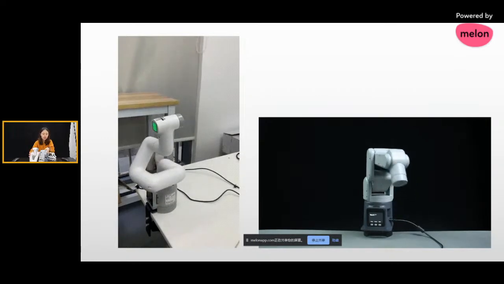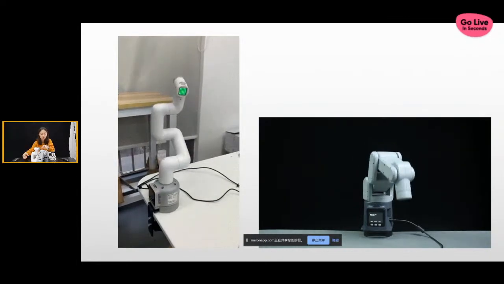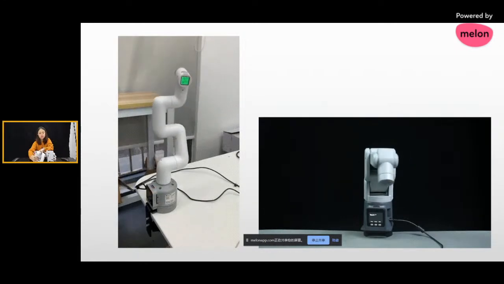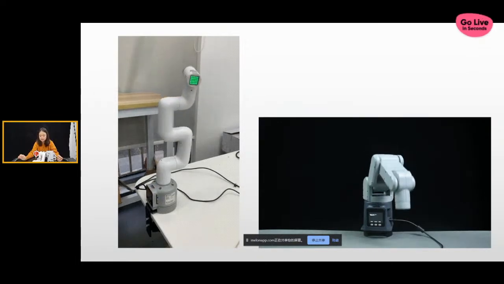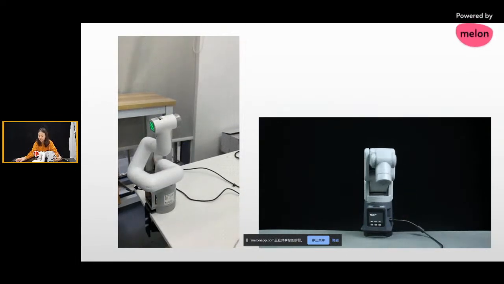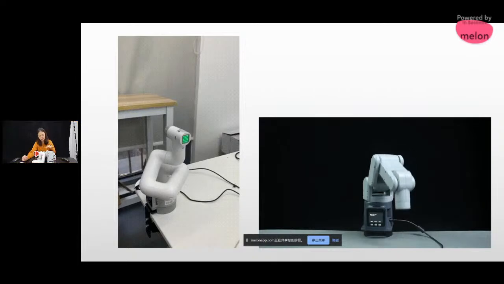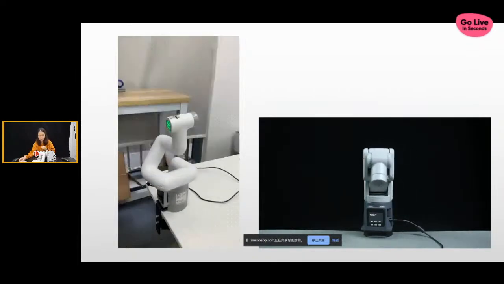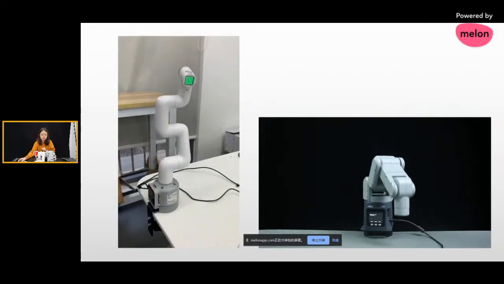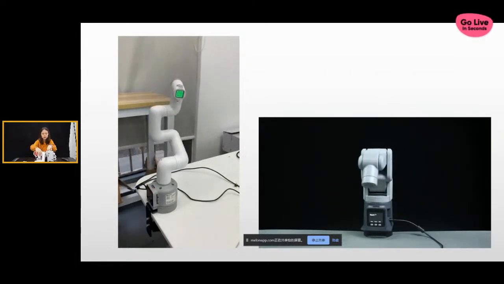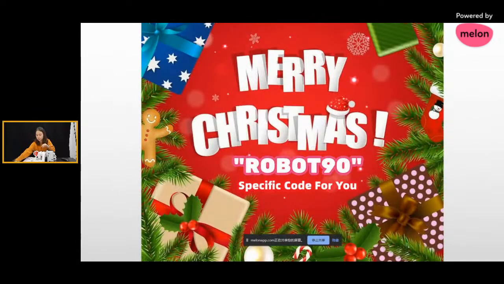So apart from the hardware, I want to share some information about the software. Both of these robotic arms support multiple systems, including Windows, Mac OS and Linux. These three mainstream OS systems, these two robotic arms both support.